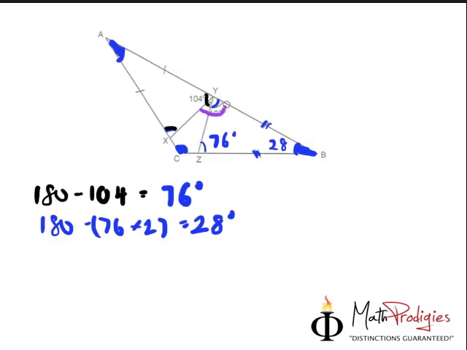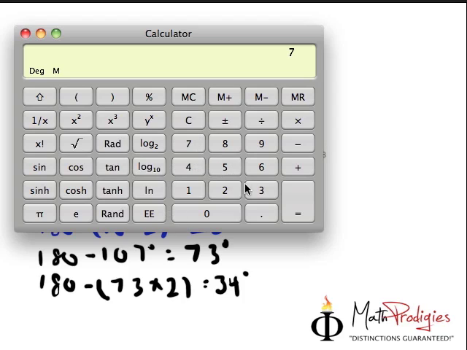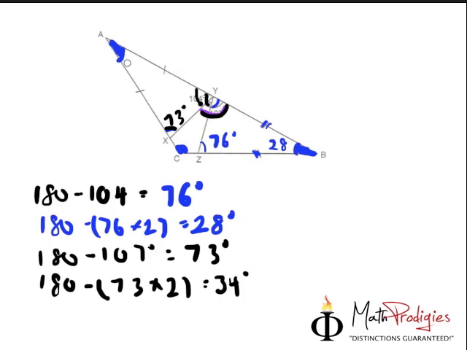But what we do know is this is 107. So to find out this angle, we just have to take 180 minus 107 degrees. And that will give me 73 degrees. So if this is 73, this is also 73 degrees. So to find out the angle here, we just take 180 minus 73 times 2, which equals 146. So 180 minus 146 will give you 34 degrees. Am I right? Let's just check this. 73 times 2, 146. 180 minus 146, 34 degrees. I'm right. So here is 34 degrees.